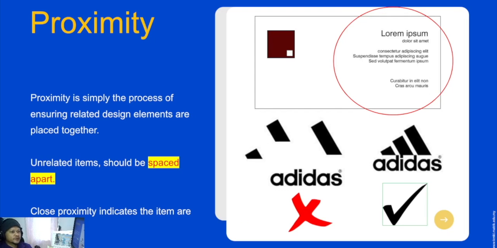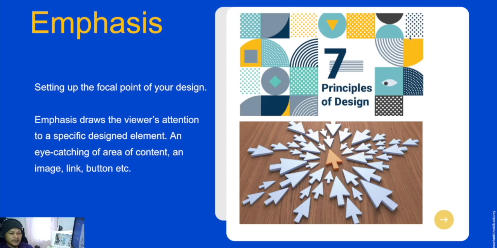Look at proximity. Proximity is simply the process of ensuring related design elements are placed together. Look here, in the circles, there is proximity. These are related things, and these are related things, so they are put together in one line, in one alignment.